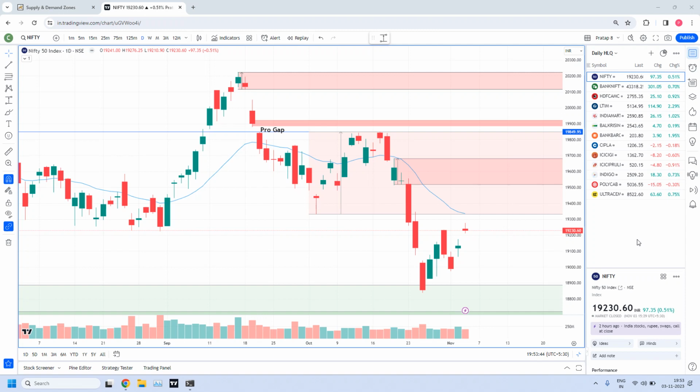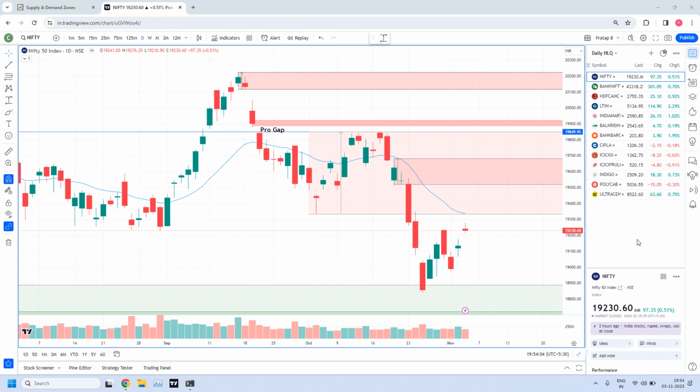I'm also generating Nifty 50 and Nifty Bank supply demand zone chain as requested by one of our members. I will also provide a timestamp for that section in the video description.